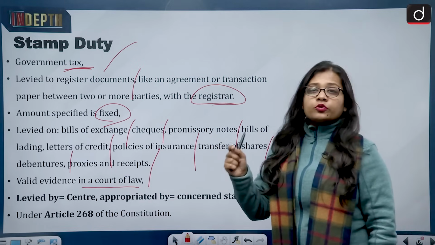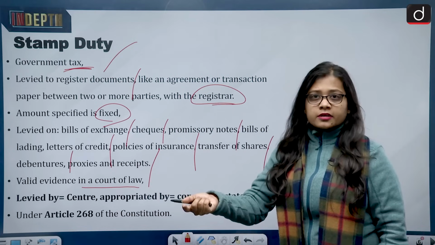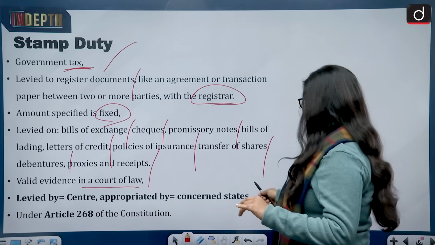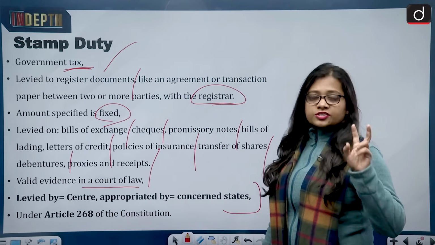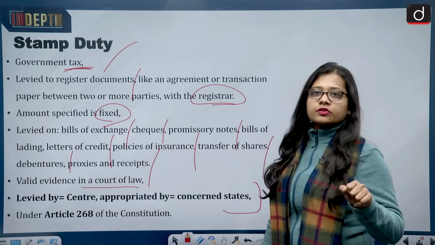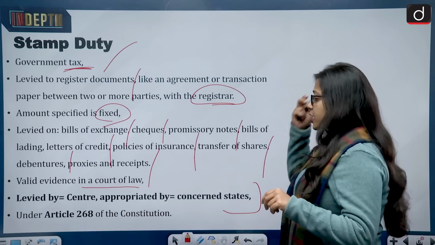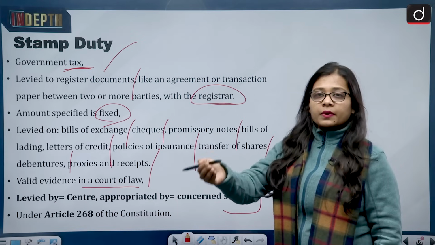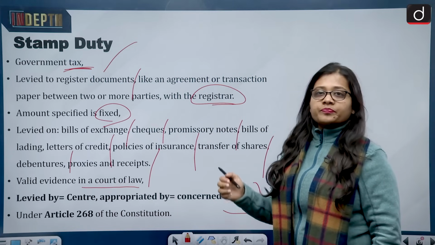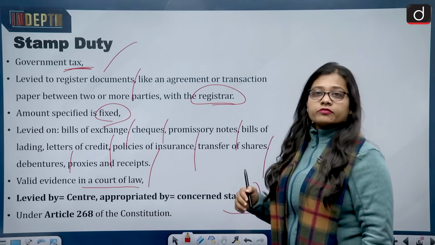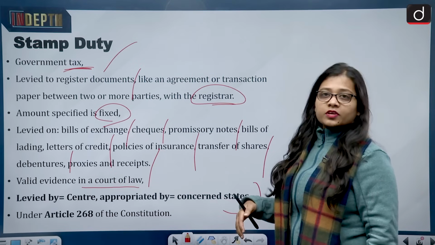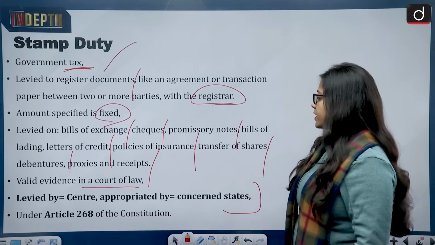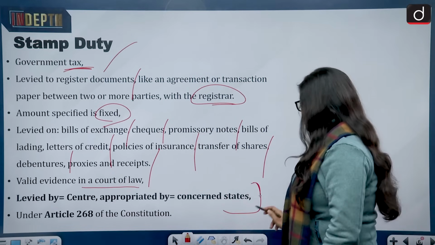Then, stamp duty is levied by the center, but it is collected by the state. Now this is one of the most important points that you need to keep in mind. In stamp duty, there are two parties associated. The stamp duty is levied by the center, that is, it is the center who is asking for this tax. But the collecting authority of this tax is the state. So ultimately it goes to the center, but the collecting authority is the state. So it is levied by the center, but it is appropriated by the concerned state.